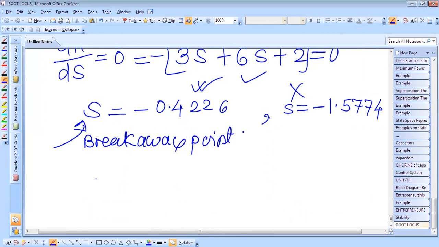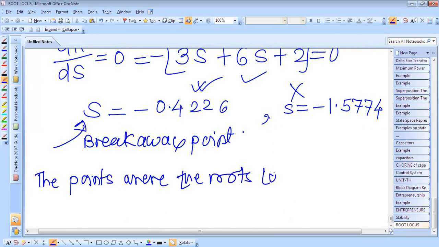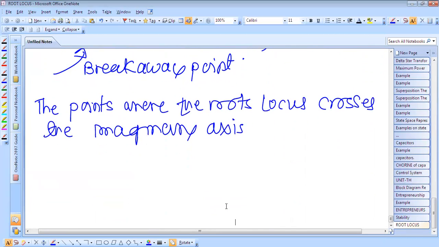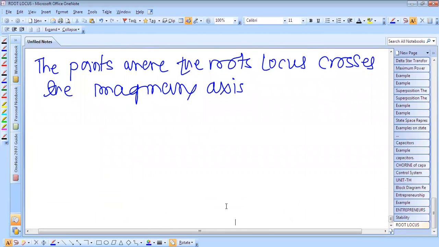Now next is to determine where the root locus crosses the imaginary axis, the point where the root locus crosses the imaginary axis. How can we calculate this? We can calculate this by using the Routh stability criterion. By Routh criterion, we can determine this.